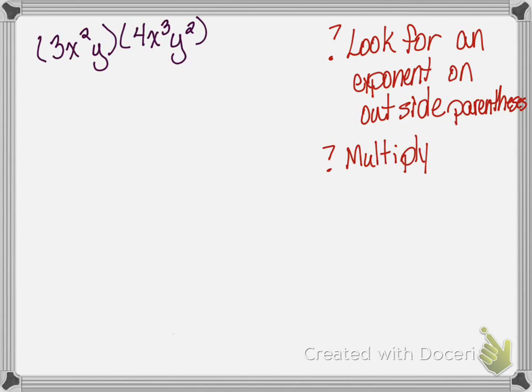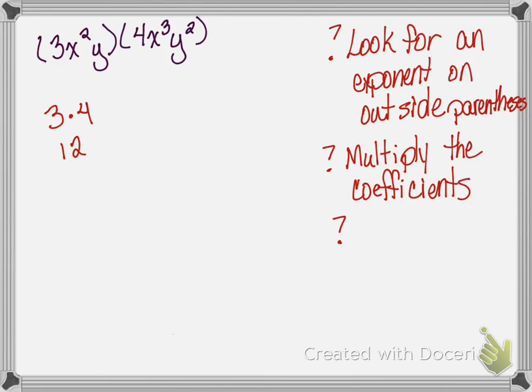So the next thing that I'm going to do is multiply my numbers together. I am multiplying my numbers, and by that I mean my coefficients. So I multiply the coefficients together. I have 3 times 4. What is 3 times 4? 12.